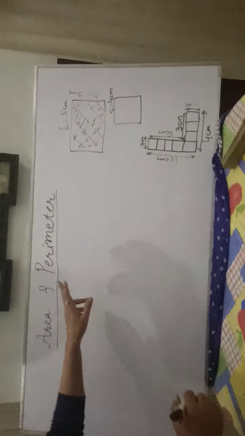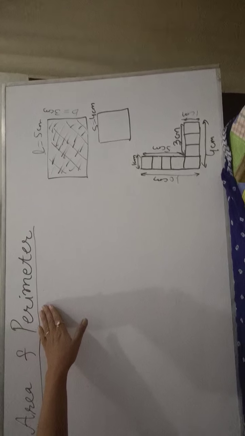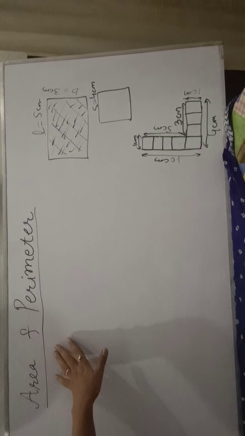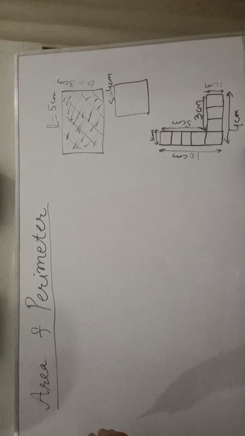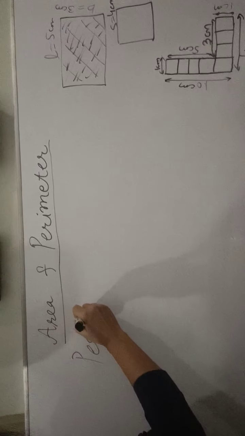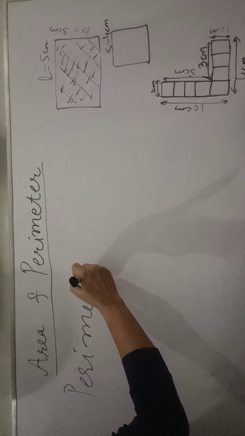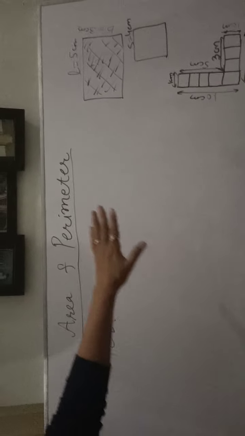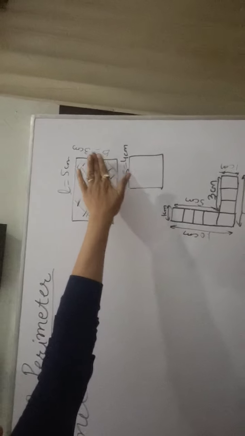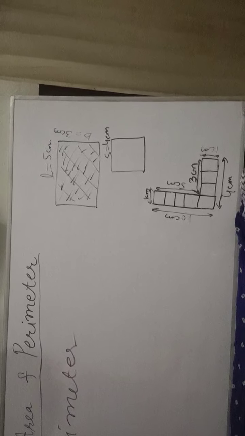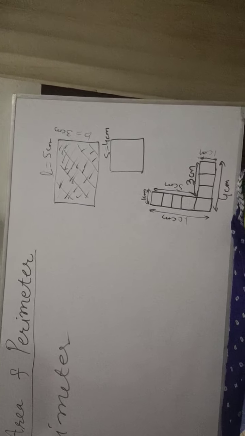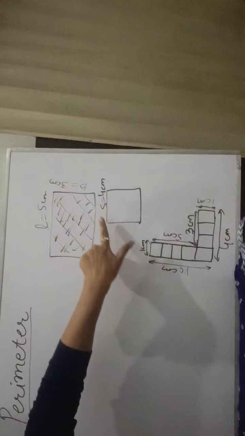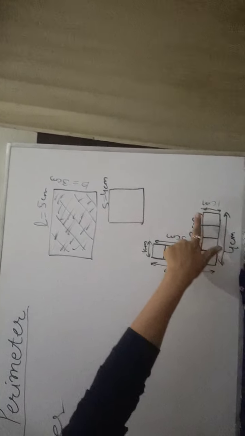Now we are going to learn about perimeter. This is another topic which is very important along with area. Now what is perimeter? If I talk about book language, the summation of all the sides of the given polygon is the perimeter, nothing else. The summation of all the sides of a given polygon makes a perimeter.